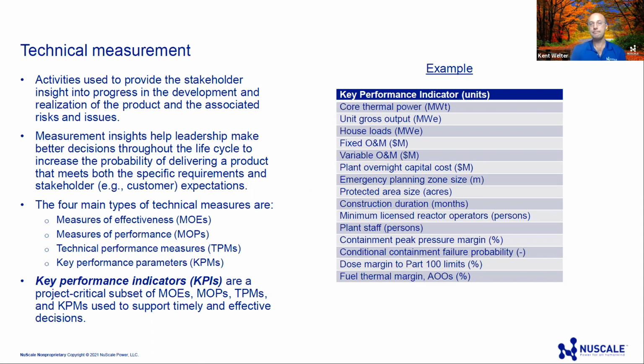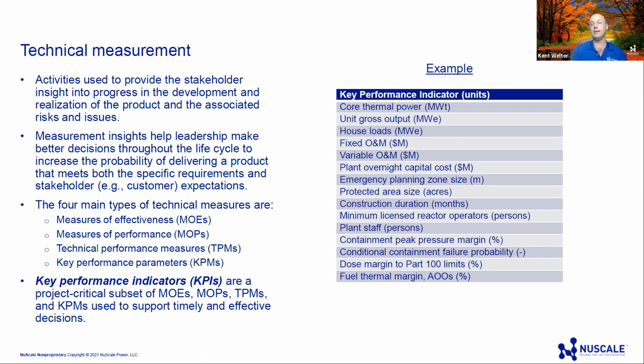At NuScale, currently, for our US460 product line, the 460 megawatt electric, six-pack plant, these are our key performance indicators. It's not a complete list, and I don't have the specific values or thresholds on the slide, as we need to remove those for being proprietary. But I wanted to show the nature of the KPIs that we track on a weekly basis.